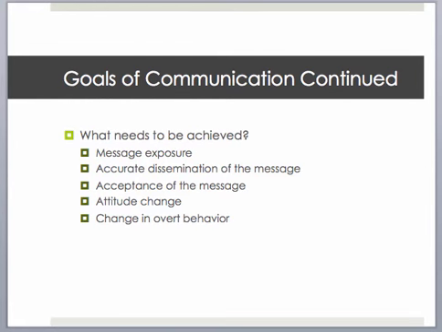Based off of the objectives that a program wants to achieve, a PR practitioner needs to determine what needs to be achieved. These can include message exposure, accurate dissemination of the message, acceptance of the message, attitude change, or change in overt behavior. Most PR professionals aim for the first two. The last three depend on the particular public and their preliminary attitudes about something.